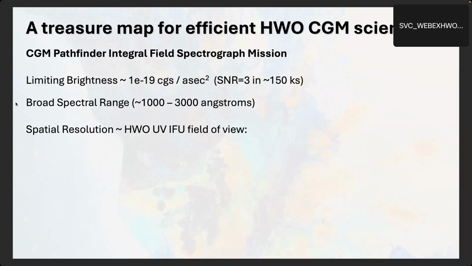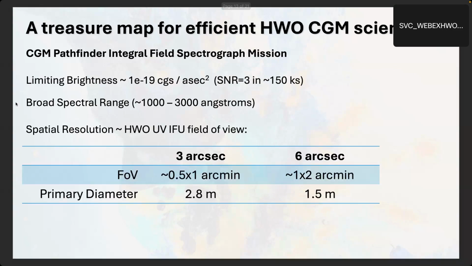So this mission would have to be sensitive to diffuse gas to achieve a reasonable SNR in a reasonable amount of time. It would need a broad spectral range in the UV, and its spatial resolution ideally should be matched to the field of view of the HWO IFU. What does this look like? Well, if we're aiming for a resolution of 3 arcseconds, then we could easily get a field of view of about half an arcminute by an arcminute.